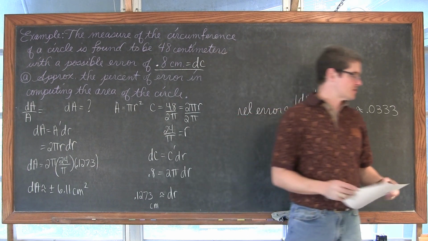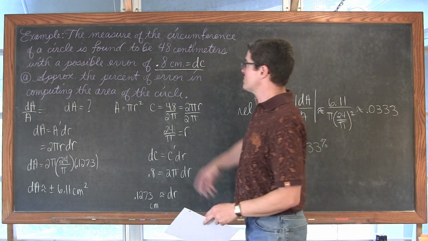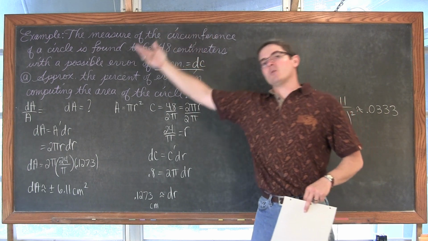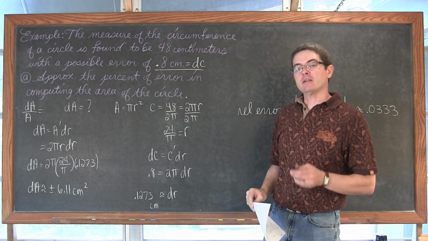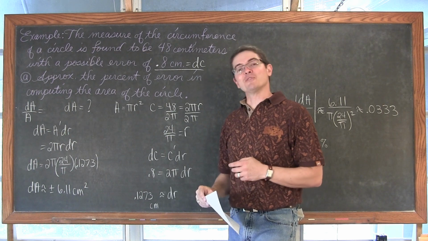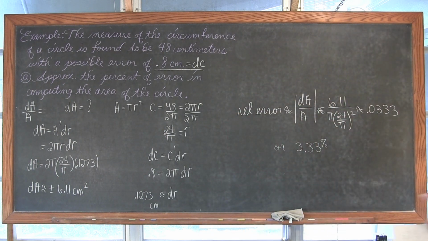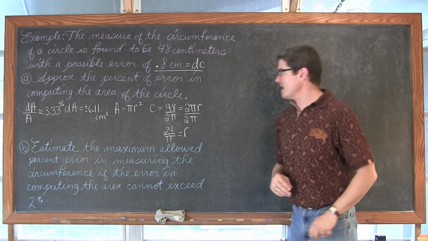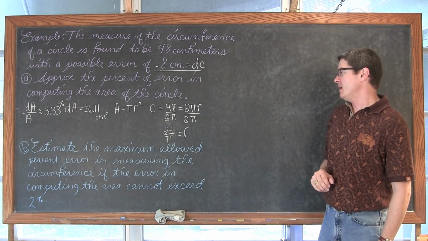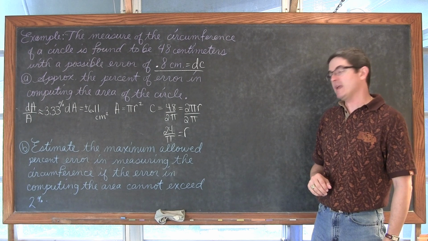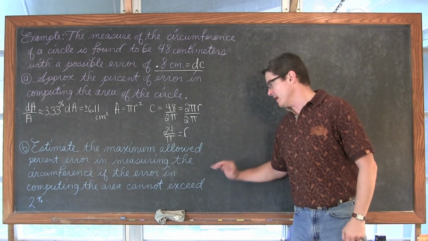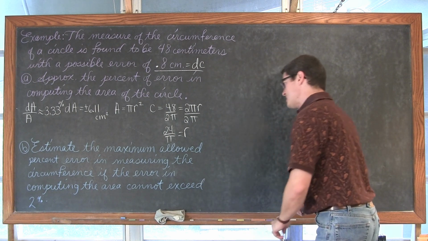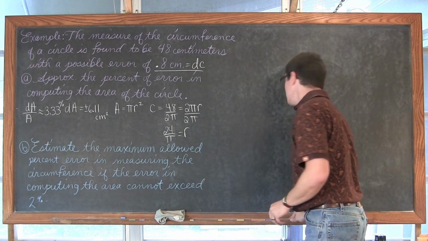Now I have a part B to this question. We're going to work it backwards, give you some restrictions on the amount of error we can have in the area, and translate it backwards into some information about the circumference. For our second part, estimate the maximum allowed percent error in measuring the circumference if the error in computing the area cannot exceed 2%.